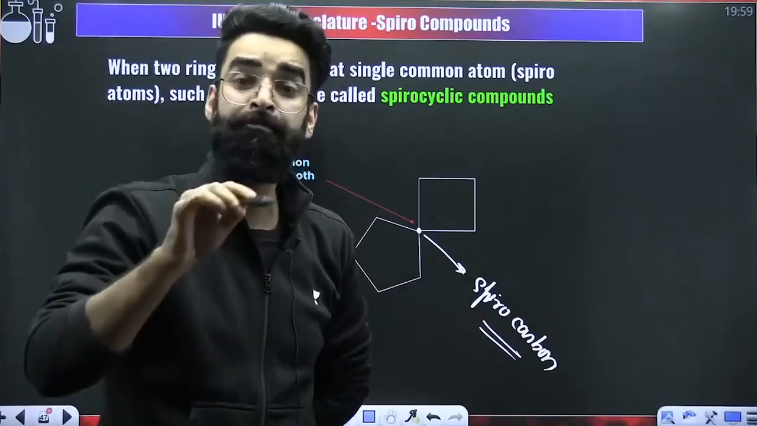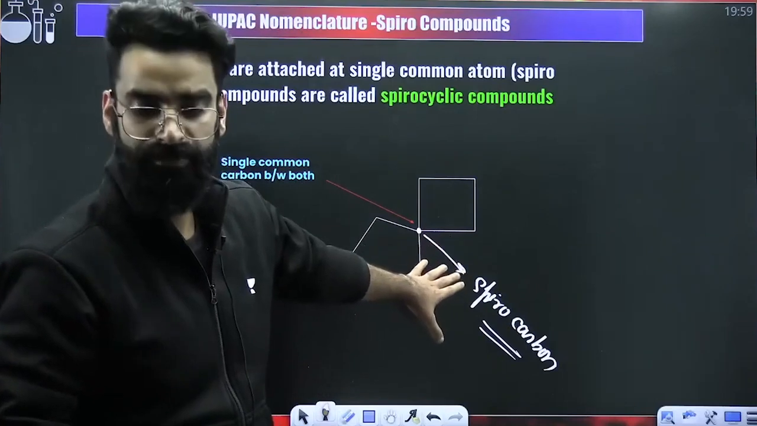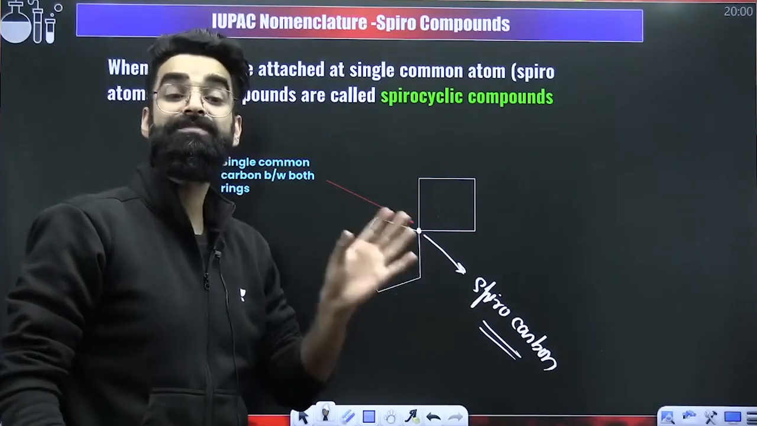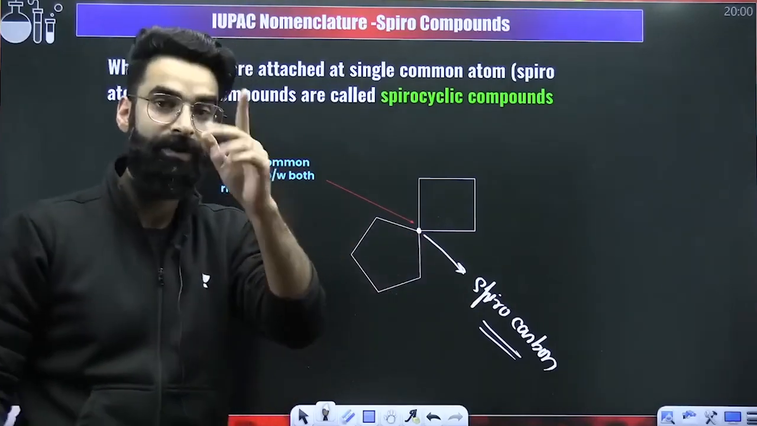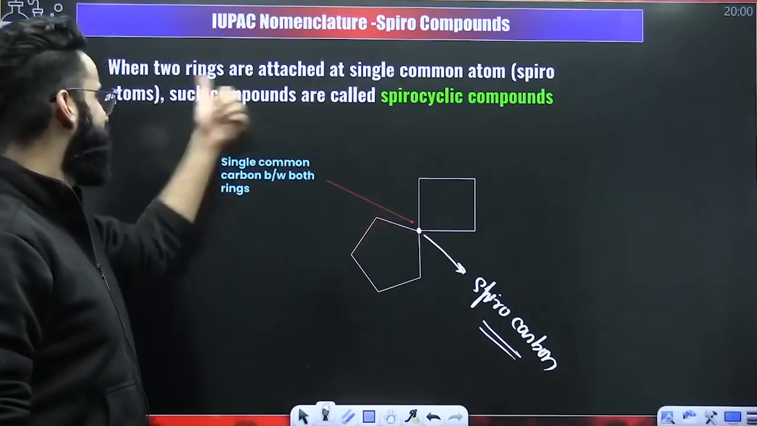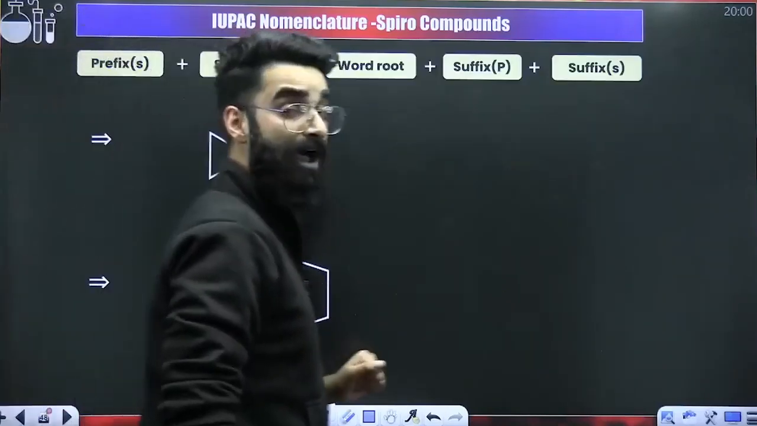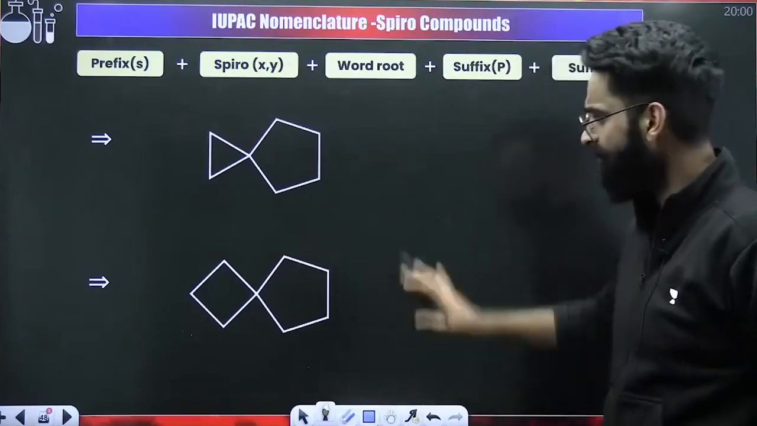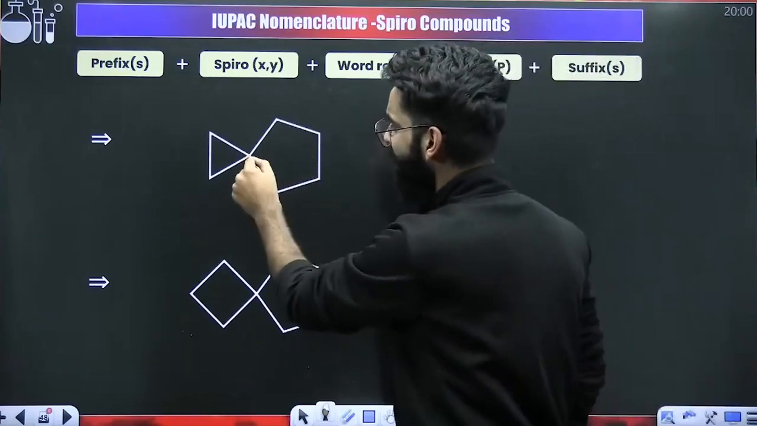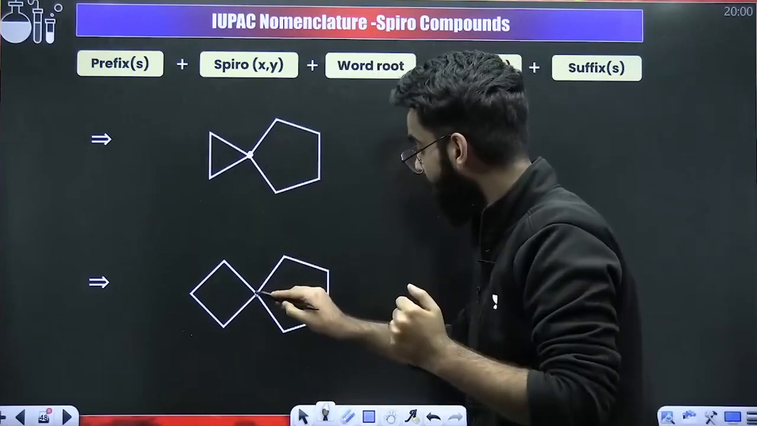The way in the cyclic compounds we start with cyclo, similarly in case of spirocyclic compounds, you start with the term spiro. Let's have a look, how do we name it? When 2 rings are attached at a single carbon atom, that's something which you call as spirocarbon. Such compounds are called spirocyclic compounds. 2 rings which have got 1 atom in common.